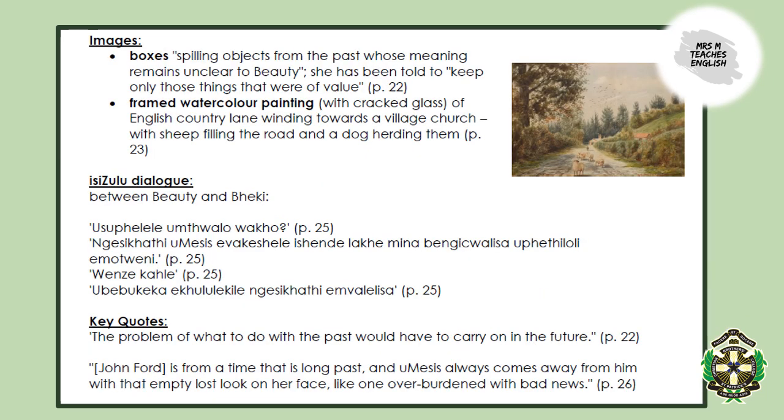You should underline key quotes from this section and find images that stand out to you. For me, the image of the painting of an English countryside scene is significant. So many English-speaking South Africans have a British heritage. The glass on this picture is cracked, as was the mirror in the first section of the novel. What do you make of the symbolism of the cracked glass?